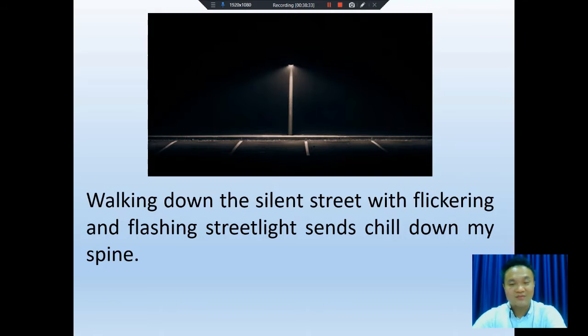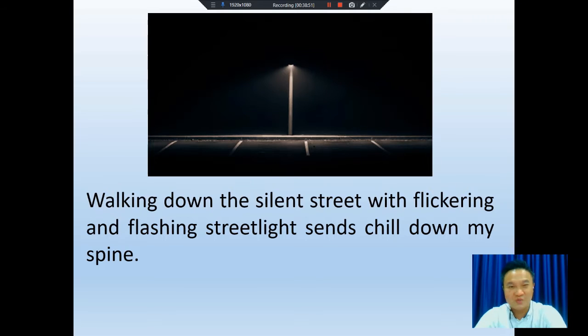When you walk alone along the street at night, walking down the silent street with flickering and flashing street lights, you can see from this picture the street lights flickering and flashing. It sends chills down my spine.